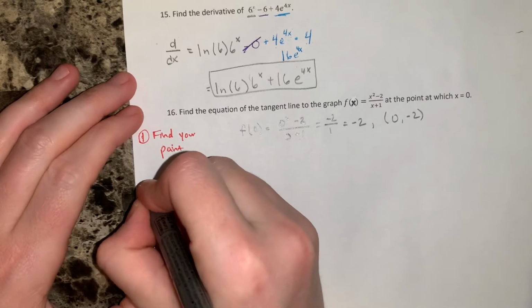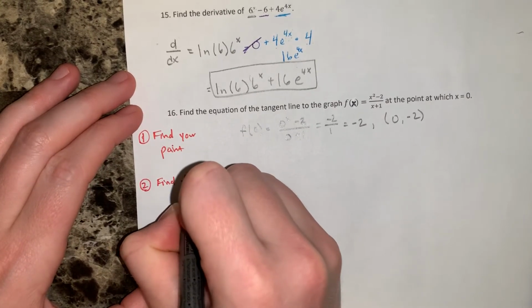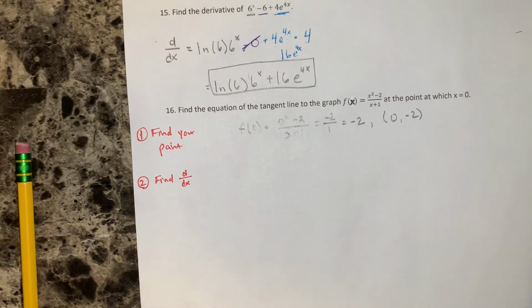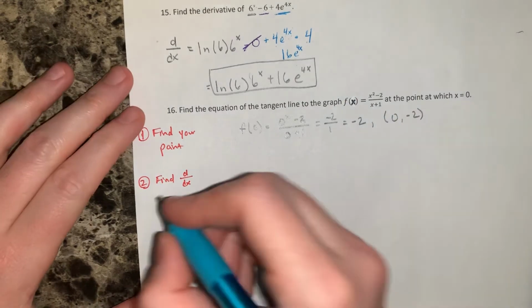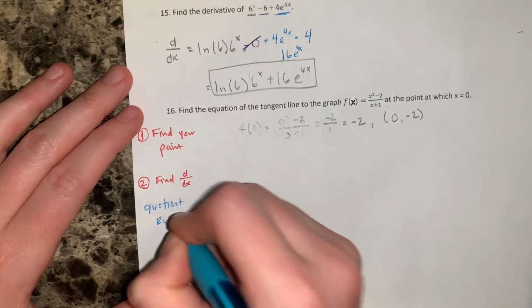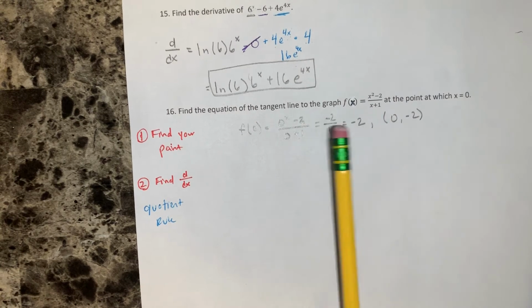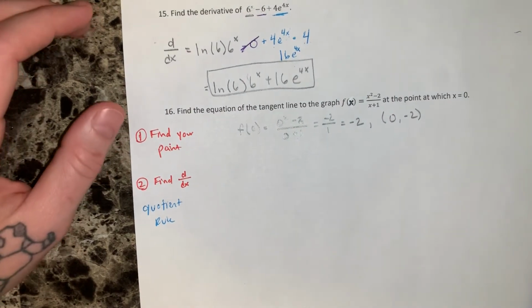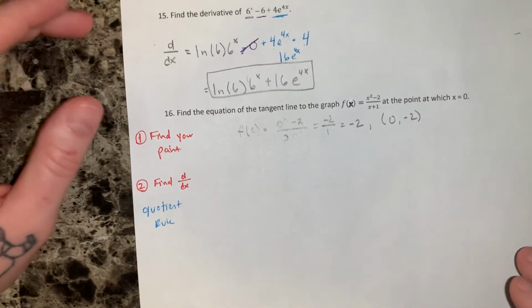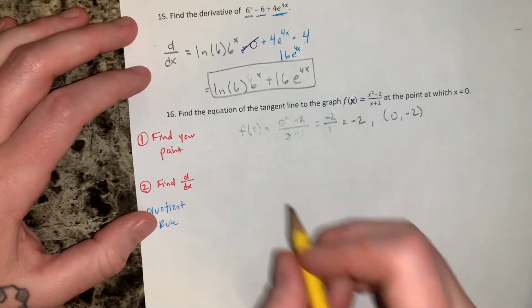Step 2 is finding your derivative. So we want to find the derivative of the function. Because we have a fraction here, we are going to use the quotient rule. Now, if you wanted to use the product rule, you could. You would just basically put this to the negative 1 power, and you have to do the chain rule one extra time. But again, it's up to you, whatever you're most comfortable with.